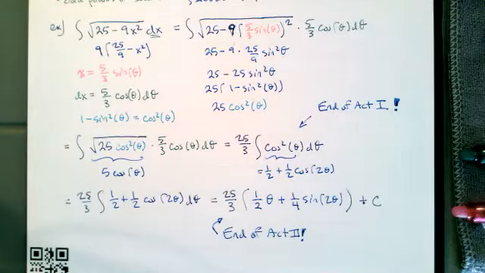We have now gone across, we've done our integration. We now have an antiderivative in theta. That's the end of Act 2. The last thing that we have to do is get back to x. This is Act 3. This is the triangle thing. Any questions?